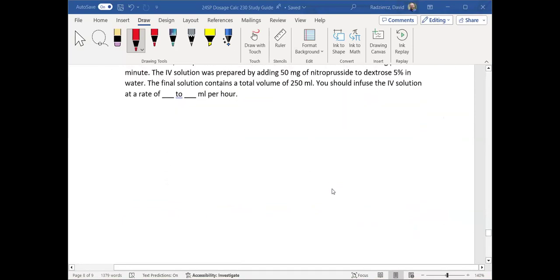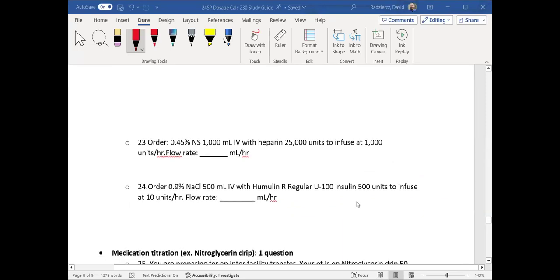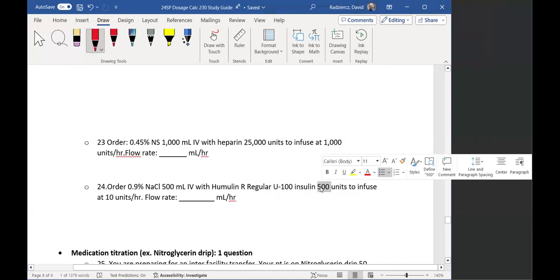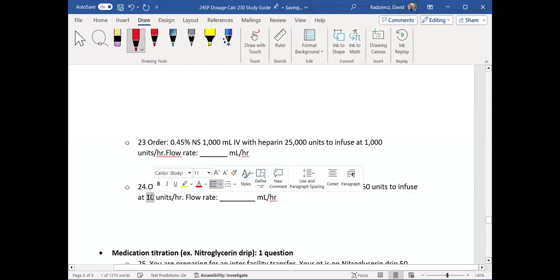Oh, okay. So let's see if there's an example of going for insulin. Yeah, here. So for this one, basically we're doing the same thing, right? We're converting units per hour to milliliters per hour. The only thing that's different is instead of heparin, it's insulin. So you're going to set it up the exact same way. Let's say this was, I'm going to change this up a little bit. Let's say this was 250 units, and let's say this was at 25 units per hour.